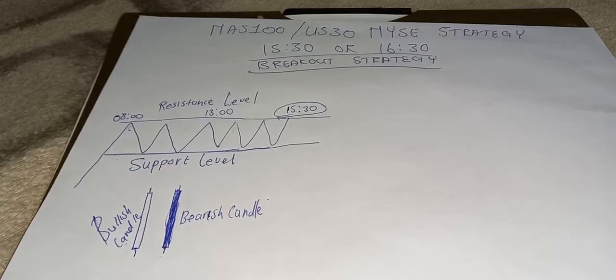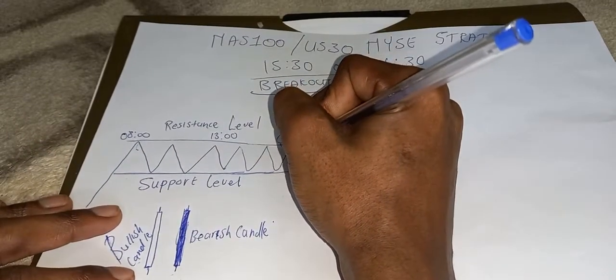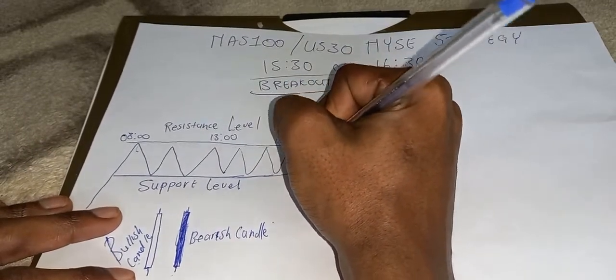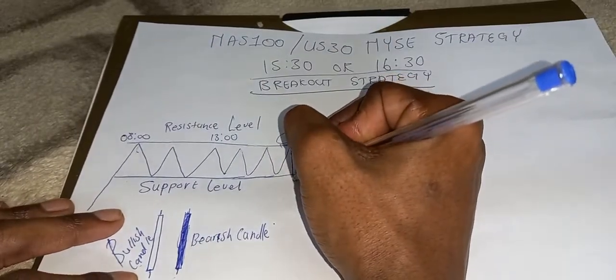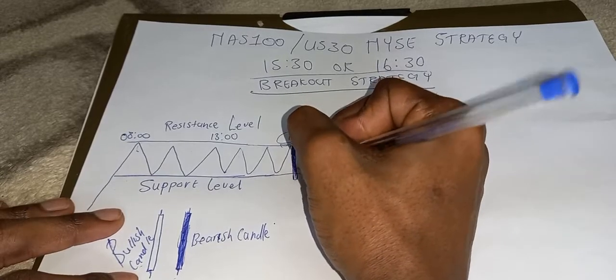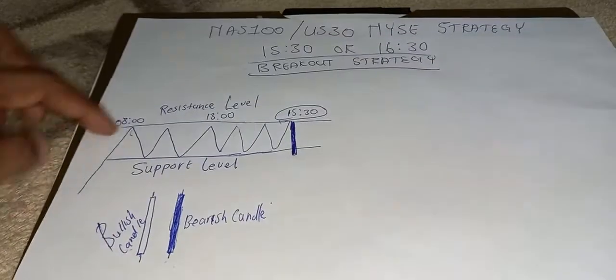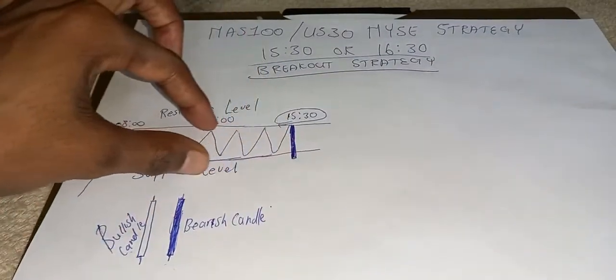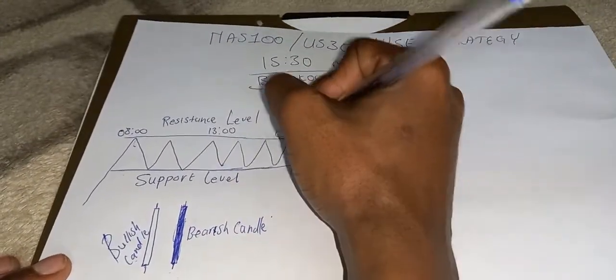In other words, let's assume what the market does is this. After this, it's 3:30, right? Then you have this kind of a candle, then you have this kind of a candle. Now remember, this is a breakout strategy. We are waiting for the market to have a breakout out of this channel. We are waiting for the market to have a breakout out of our channel, right? Now this is your candle right there.